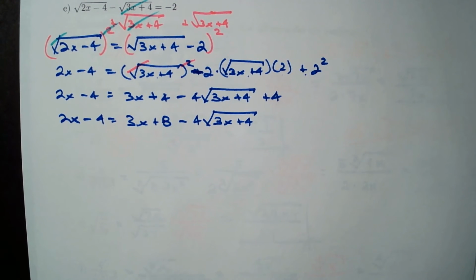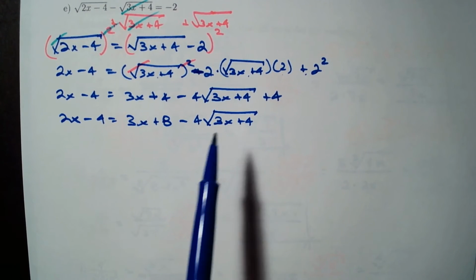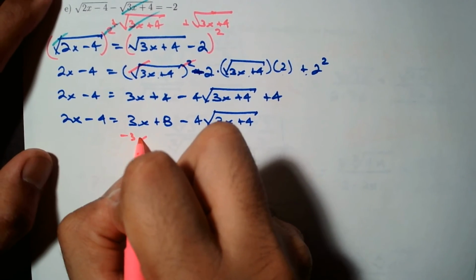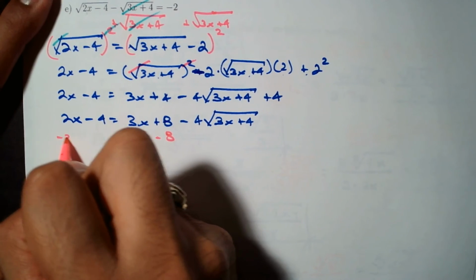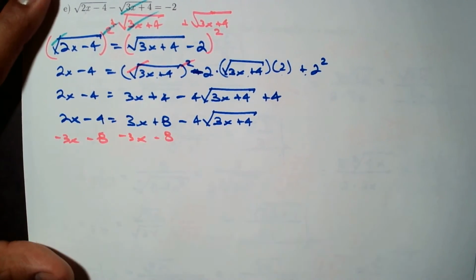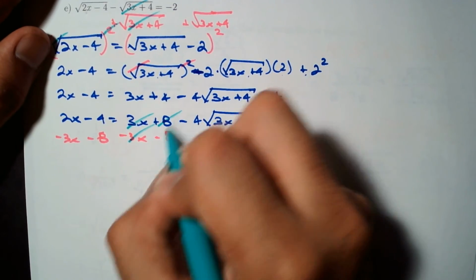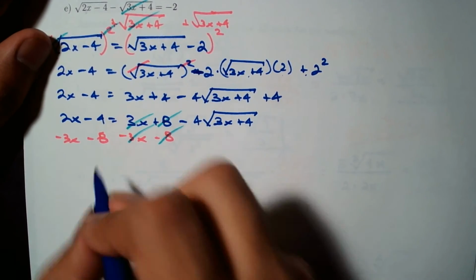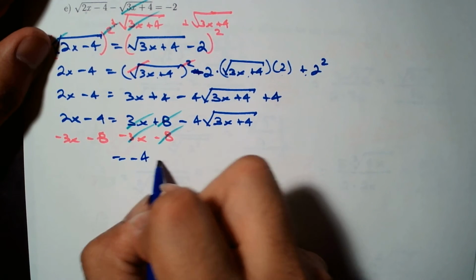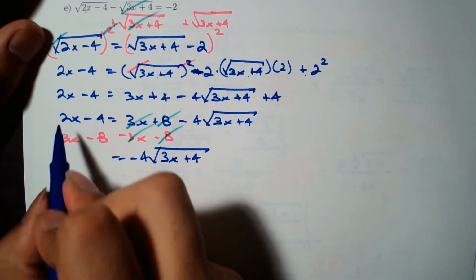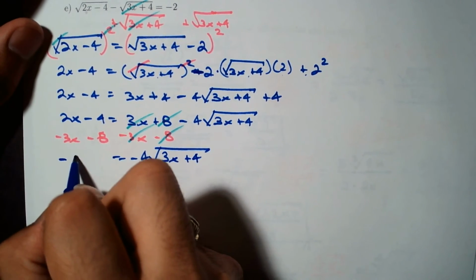Now again, you might want to repeat the process if you go back to your previous page. If you are left with a radical, isolate that radical. In order to do that, subtract 3x and subtract 8 from both sides, and cancel, cancel. That's going to leave us with negative 4 times the square root of 3x plus 4. And 2x minus 3x is going to give us negative x.